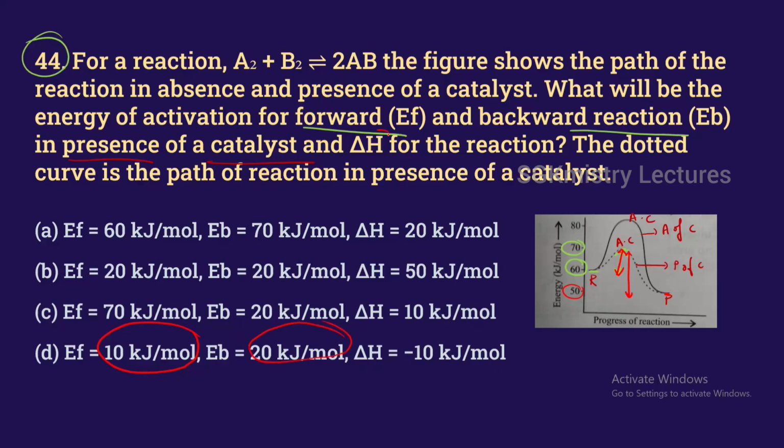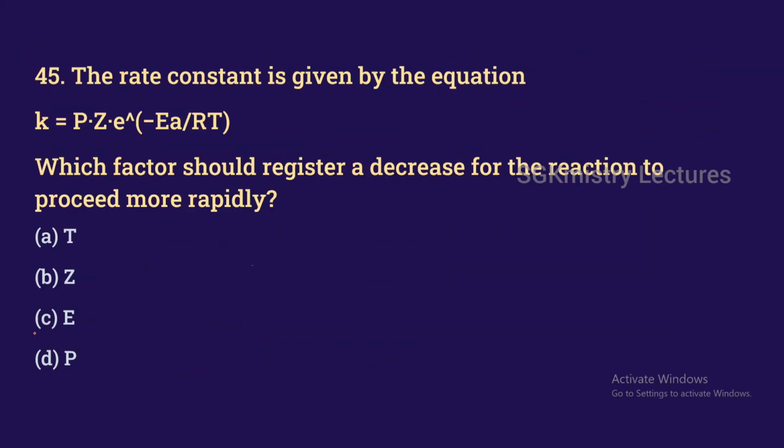Then what else is asked? Delta H. So delta H is the difference in the energy between reactant and product. So reactant energy is 60, product is 50. So of course, we have 50 minus 60, that is minus 10, because the energy of product is lesser. So delta H will be negative. So minus 10 kilojoules per mole. So option B is the right answer.